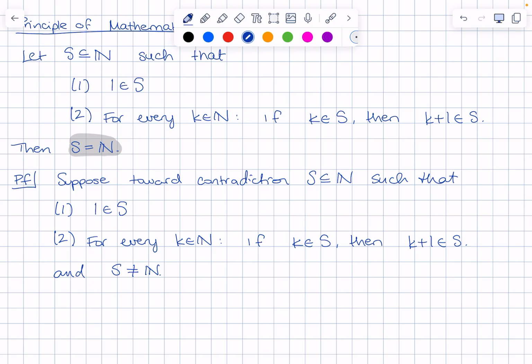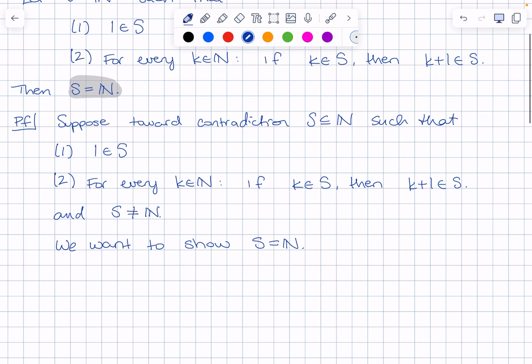Okay, so we stated our given, and we want to show that S does in fact equal the natural numbers. Okay, questions so far?